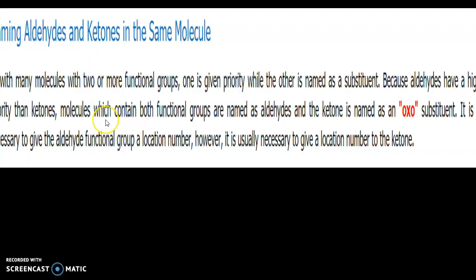Now, sometimes in a molecule, both aldehyde as well as ketone functional groups are there. At that time, what do we have to do? As with many molecules, there will be two or more functional groups, so one is given first priority while naming. If aldehydes and ketones are there, always remember that the aldehyde functional group has higher priority than the ketone functional group. So if both are in the compound, you have to consider that compound as an aldehyde and not a ketone, and consider the ketone as a substituent, which is named as oxo for ketone substituents.